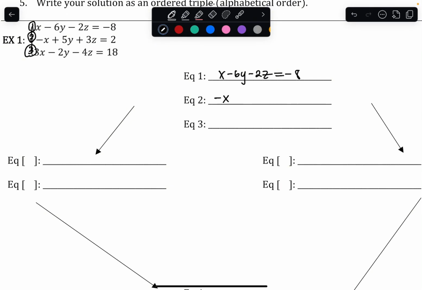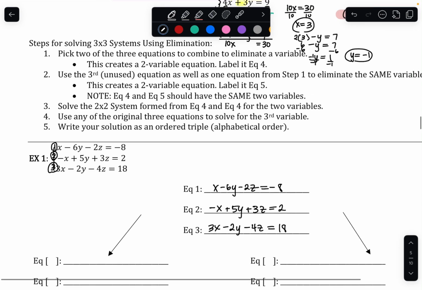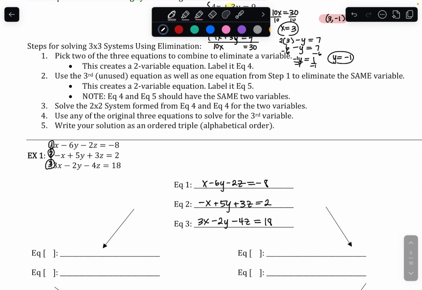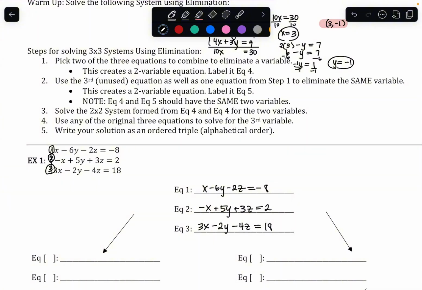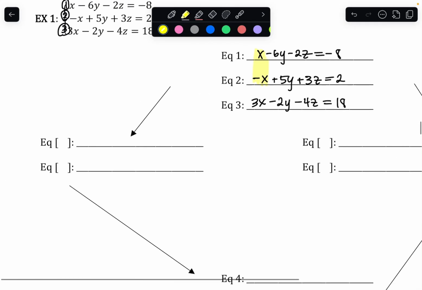And then we have negative x plus 5y plus 3z equals 2 for equation 2. And then we have 3x minus 2y minus 4z equals 18. Okay, so now that we've labeled equations 1, 2, and 3, we are going to pick 2 of the 3 equations to combine and eliminate a variable. Okay, and so if you look at equations 1 and 2, the x's already create a 0 pair. So I'm going to use equations 1 and 2 to eliminate x.